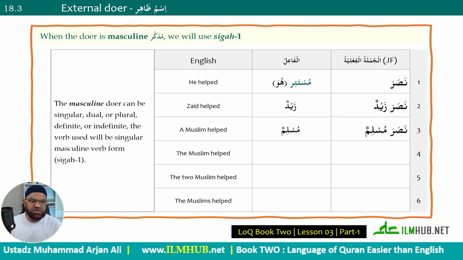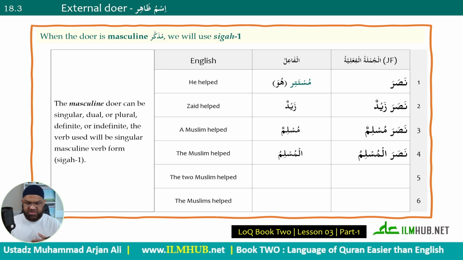Okay, which is my doer? Muslimun. So I've separated them in the columns just to make things easy for you so you cannot miss the point, inshallah. The Muslim helped will be Nasara al-Muslimu. The Muslim helped. Okay, what is my doer? Al-Muslimu. Again, I'm ignoring he in the translation.